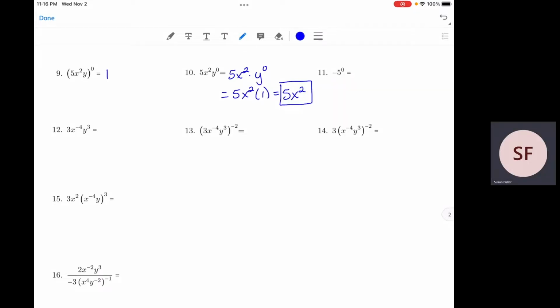How about number 11? What does that 0 apply to? Does it apply to the 5, or does it apply to -5, the whole thing? There's no parentheses here, so that means that the 0 applies only to the 5, and this really means -1 times 5 to the 0. Because there's no parentheses, this is how this is going to work. And so -1 times 5 to the 0 is -1 times 1, which is -1.